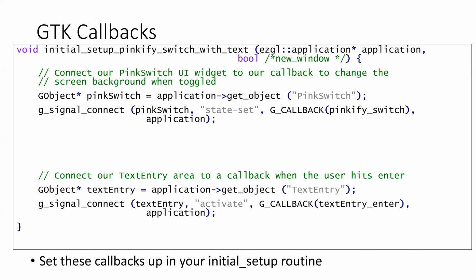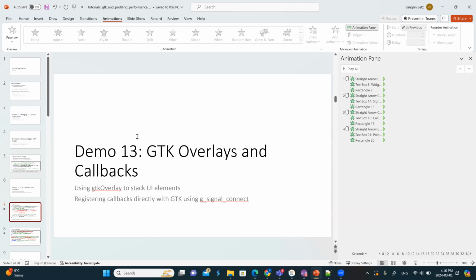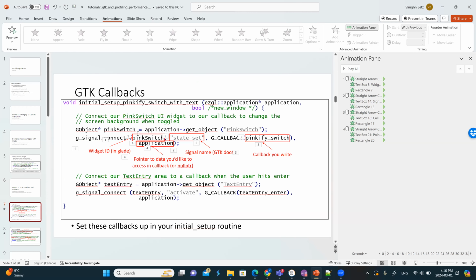Okay, this is basically the code that I showed you. So my initial setup basically gets pointers to these two UI elements and hooks up a callback to each one. G-Signal Connect always works the same way. It needs to get the ID of the object. Well, actually, I got to change this. The ID in Glade. Here, let me change this. This should be the ID in Glade. So let me move that over there. Okay, so that's the name I gave it in Glade. And let's see if I can move this over nicely.